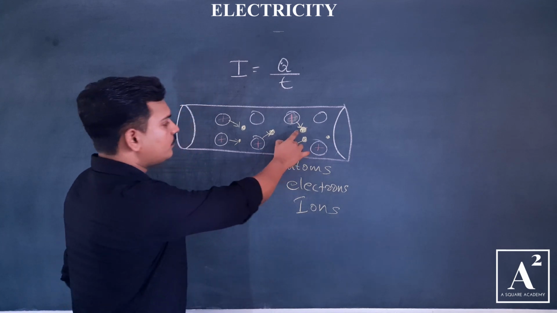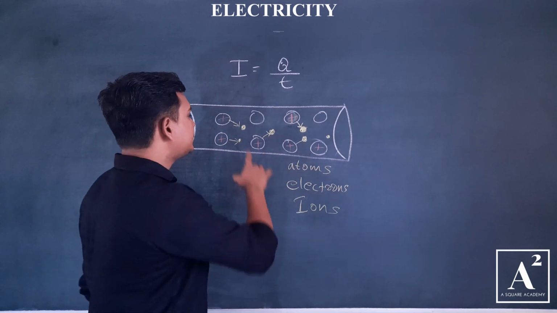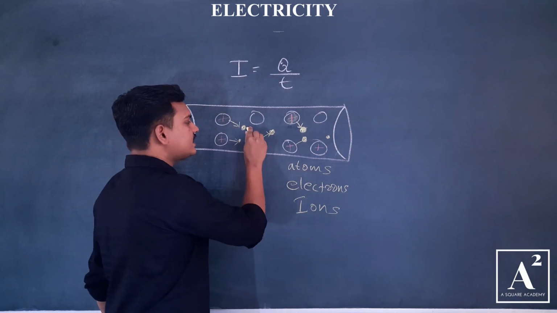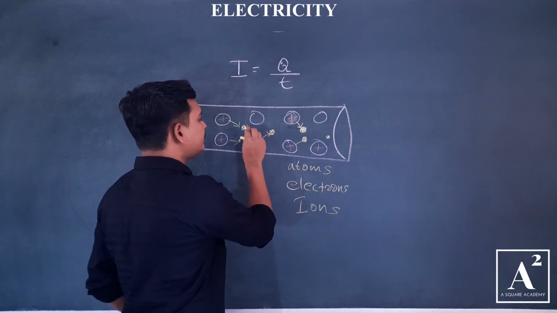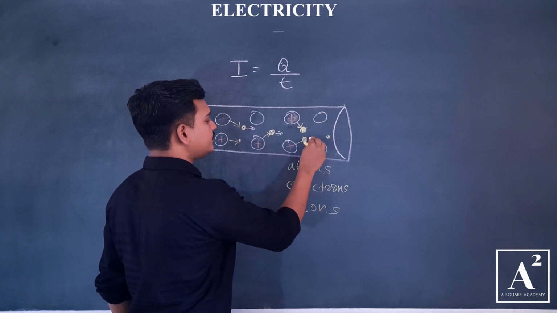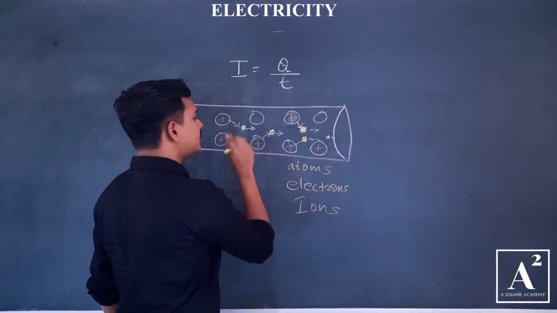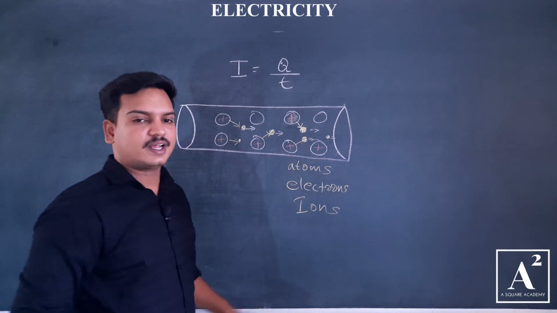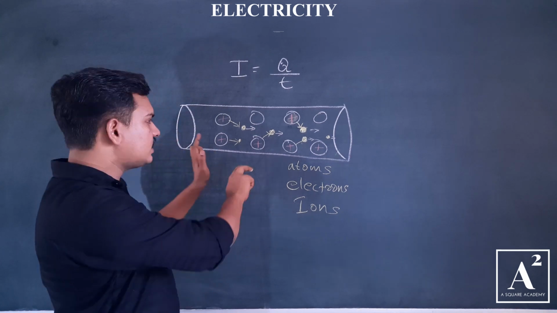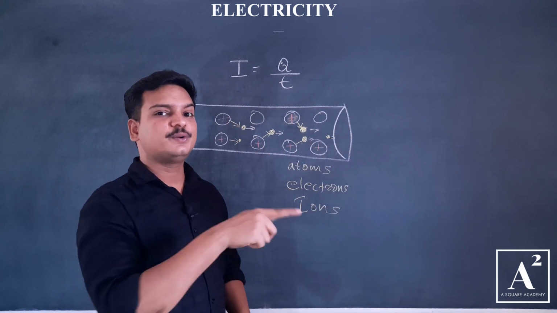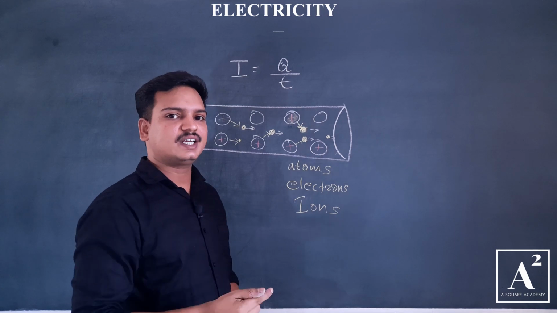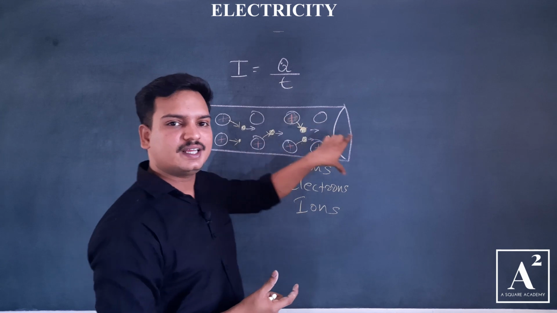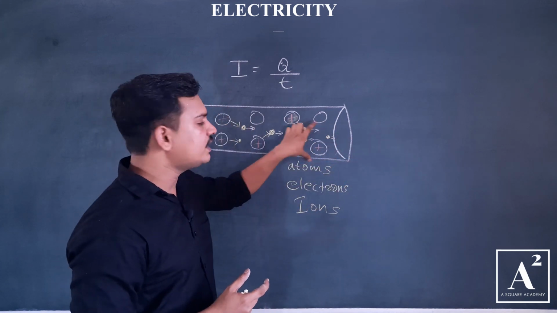Now these electrons are negatively charged particles. If these particles move in one single direction, then we can call that electric current. These yellow ones are electrons. Imagine all these electrons are moving in one direction. According to our definition, electric current is the flow of charges. So here these negative charges are flowing in one direction.